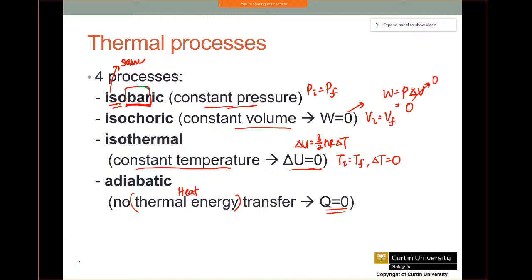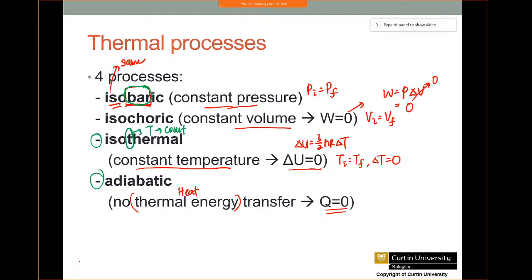The first one, bar means pressure, because bar is a unit measurement of pressure. So if you see isobaric, this is constant pressure. Usually students will confuse isothermal and adiabatic. So how I usually remember is, I look at the T here. Isothermal, T means T is constant. T stands for temperature. So temperature is constant.